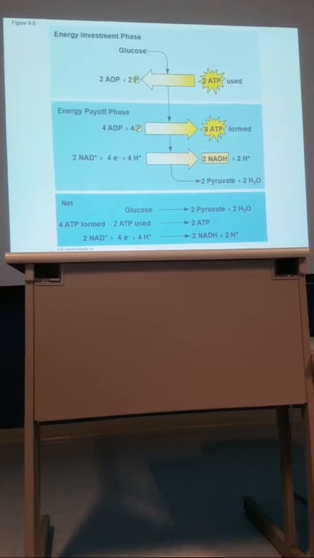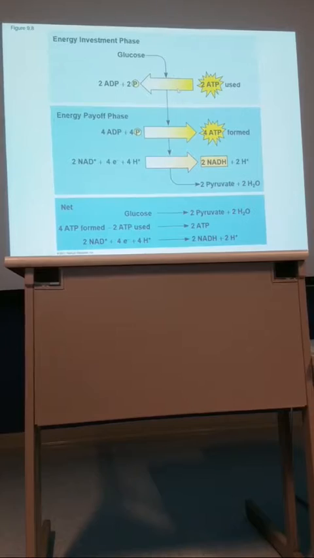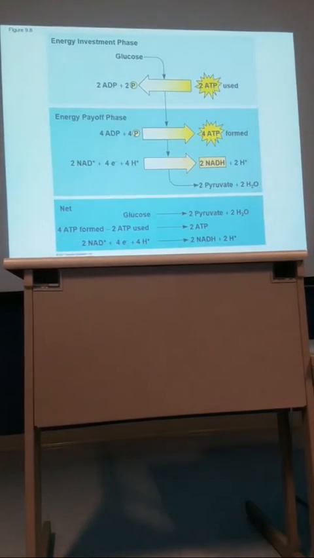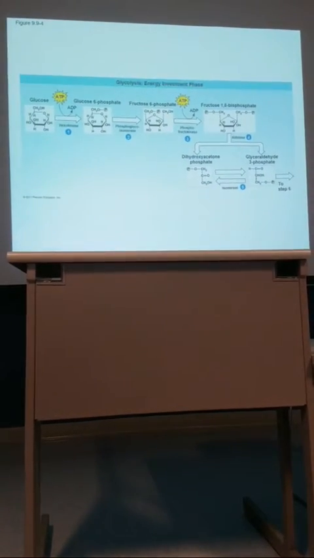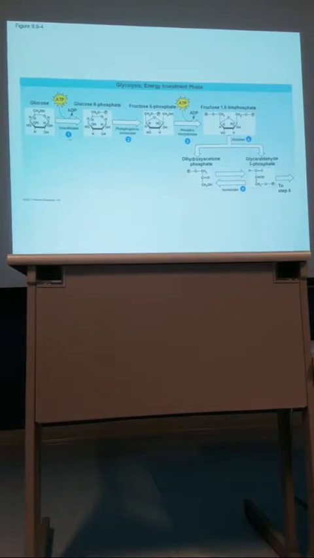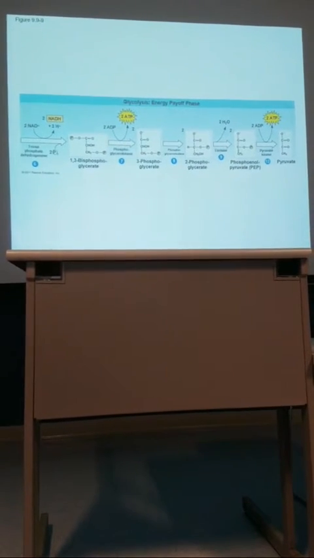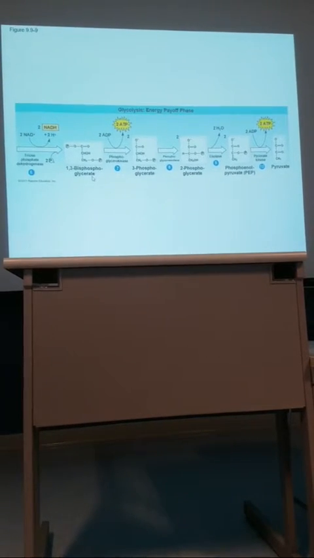This is a summary of what happens in glycolysis. Remember, 4 made, but 2 will be used, so there's going to be a net of only 2. You need to know this investment phase. You need to know the product and the enzymes. You do not have to know that for the payoff phase, but you do need to know where energy is used, steps 1 and 3, and where it is given off, 6, 7, and 10.